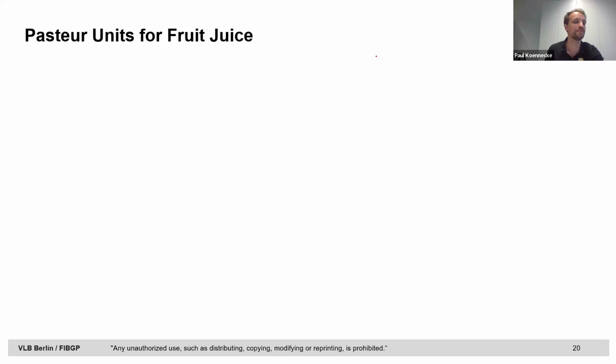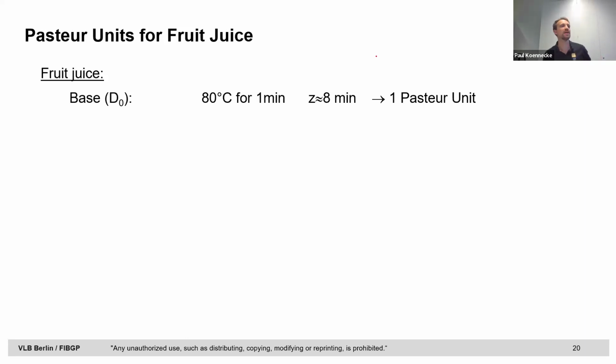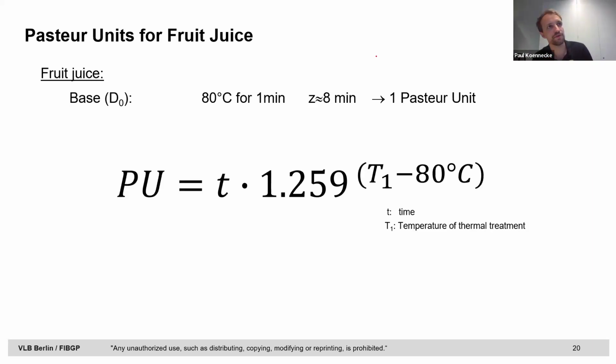When we look at Pasteur units for fruit juice, as I also mentioned just before, we have a different base for that. We have a base of 80 degrees for 1 minute is 1 Pasteur unit, and the overall Z factor for the amount of spoiling microorganisms which can be there is around 8. So with this knowledge, we come to another formulation for the Pasteur units for fruit juice. And you see this factor is a little bit lower due to the higher Z factor. But the calculation just stays the same.